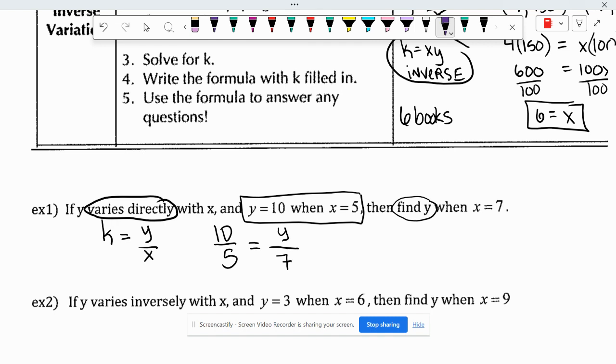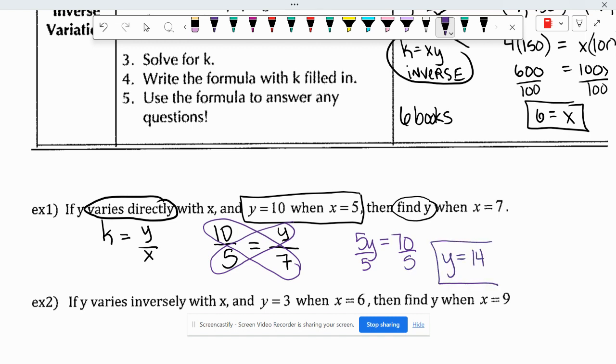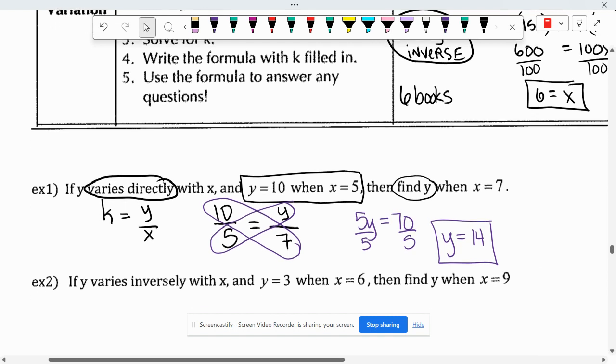Okay. Cross multiply. 5 times y equals 10 times 7. So 5y equals 70. How do I solve that? Divide by 5. Y equals 14. And that makes sense because 5 times 2 is 10 and 7 times 2 is 14. Makes sense, right?